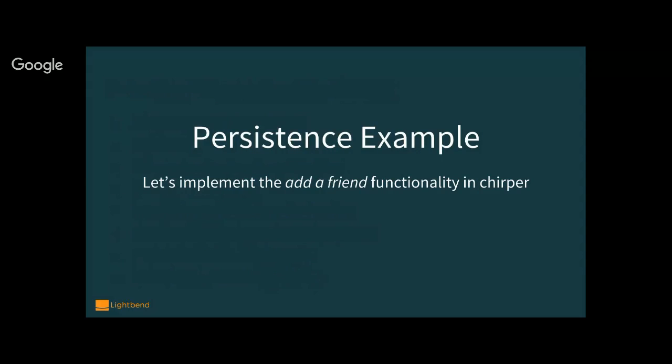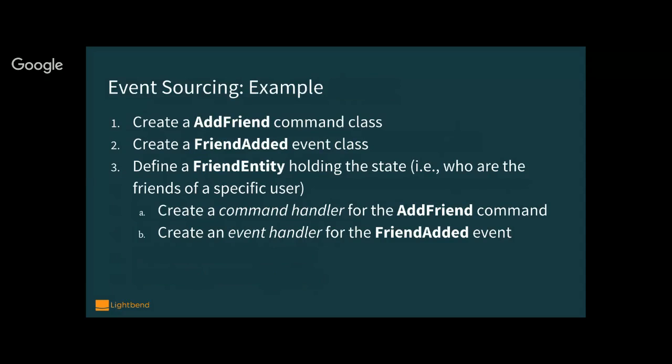So we'll go in here and we're going to add a friend. We have an example out there called the Chirper. It's kind of like Twitter, if you will. It's a chat app, and we're going to add friend functionality to it. In order to do this, we're going to create an add friend command class and a friend added event class. You'll notice the way they're described there: add friend, verb, noun; friend added, noun, verb, but the verb is past tense. And then you're going to define a friend entity who's going to hold state, and you're going to create a command handler and an event handler.